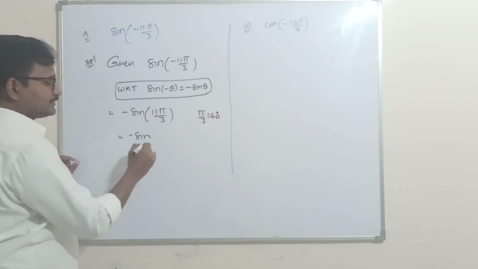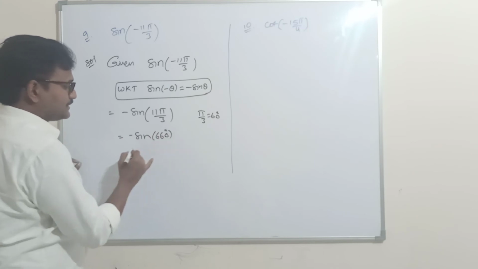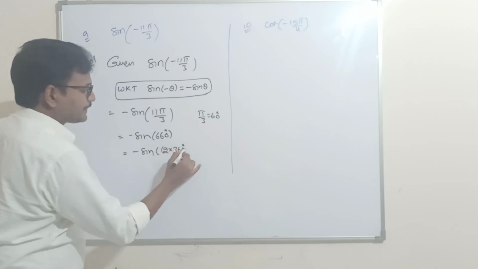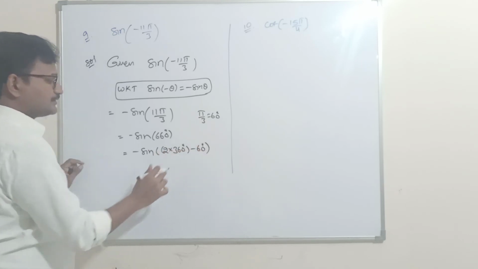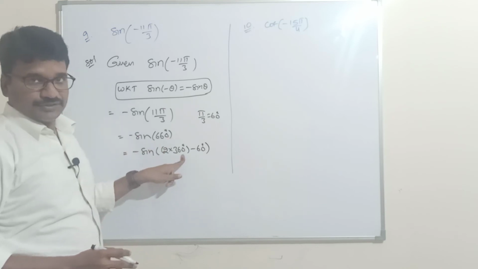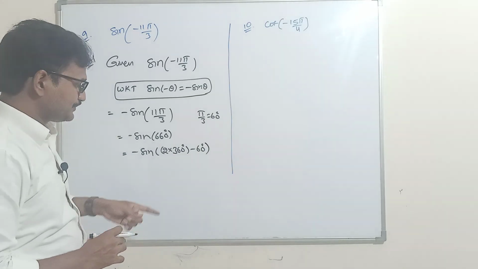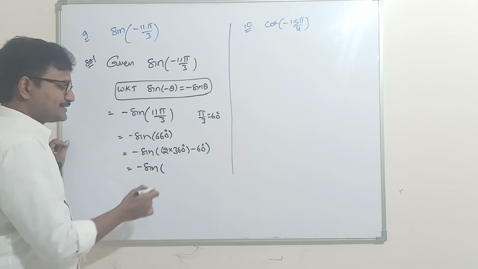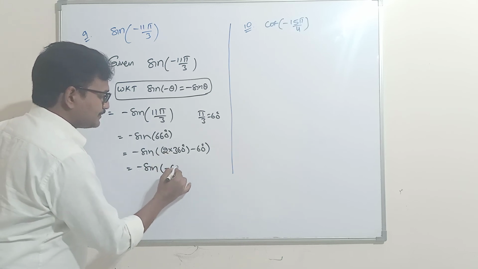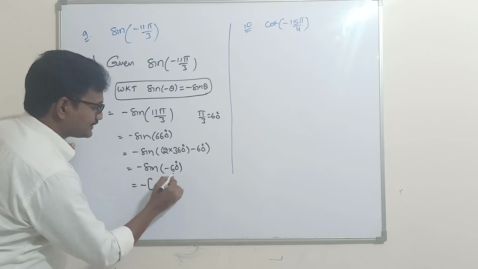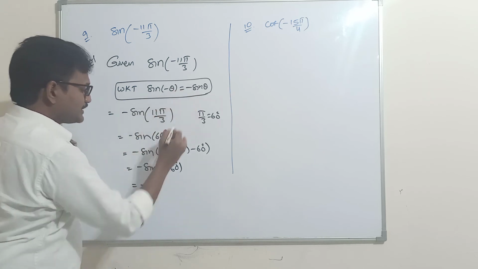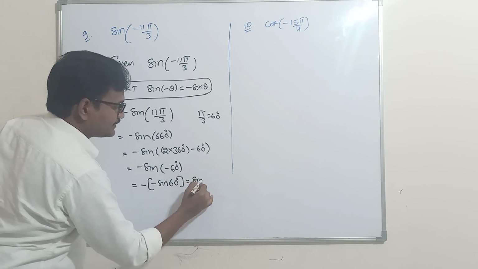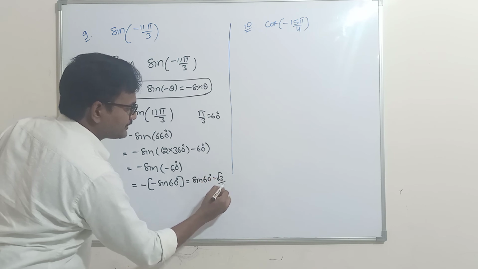60 degrees into 11 is equal to 660 degrees. Minus of sin of 2 into 360 minus 60 we can write it. 2 into 360 is 720, 720 minus 60 is 660. So minus of sin of 2 into, assume 360 as 0. 2 into 0 is 0. 0 minus 60 is minus 60. Again this is in the form of sin of minus theta. Sin of minus theta means minus sin theta. So minus into minus is plus sin 60. Sin 60 degrees is root 3 by 2.